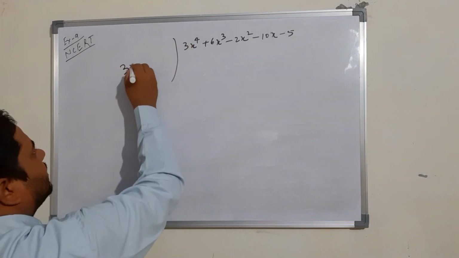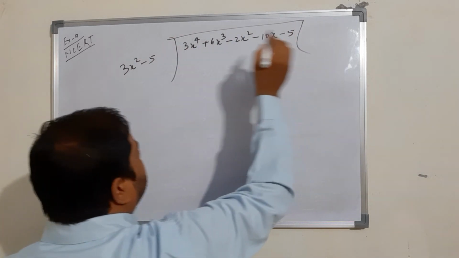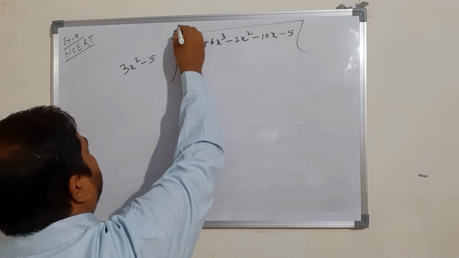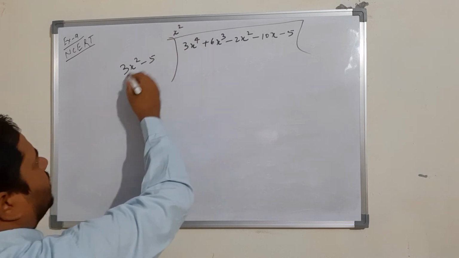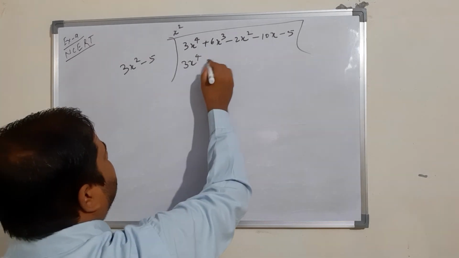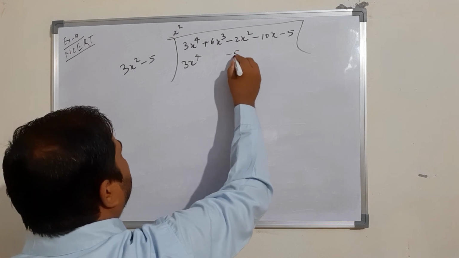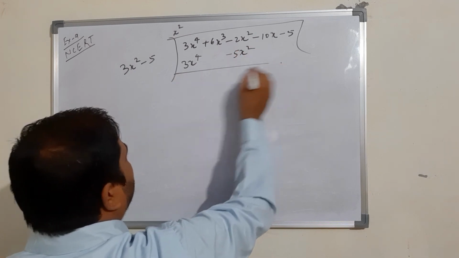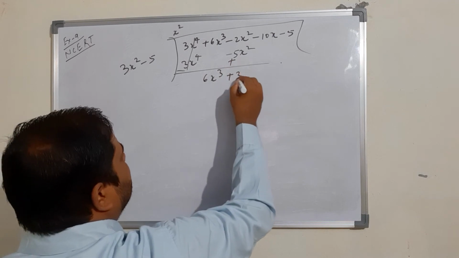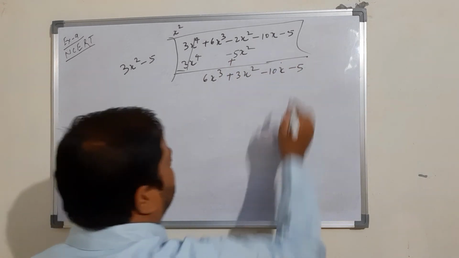We will get 3x square minus 5. We will get 3x square, and x square times that gives 3x to the power 4 minus 5x square. So better to write here minus 5x square. So this is cancelled out, and we get 6x cube plus 3x square minus 10x minus 5.